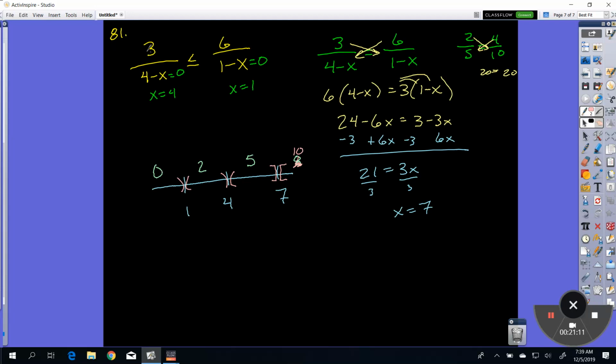So now I plug these in. 4 minus 0 is 4, right? So I have 3/4. Is that less than 6 over 1? Yeah, so this one worked. So now I plug 2 in. 4 minus 2 is 2, so I have 3/2. Is that less than? I plug 2 in for x. 1 minus 2 is negative 1. So that makes negative 6. A positive number can't be less than a negative number. So that doesn't work.